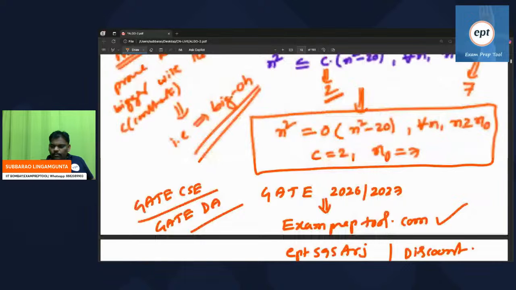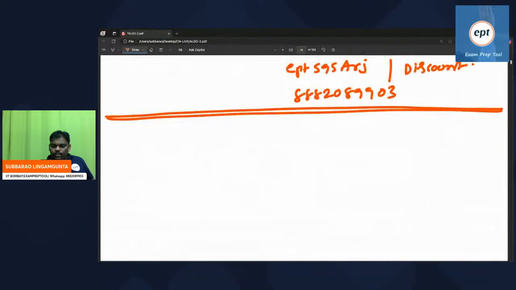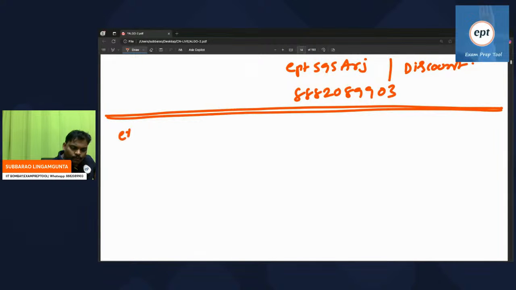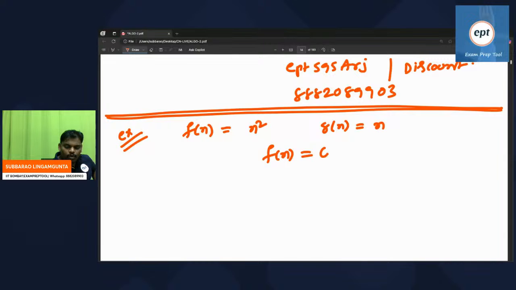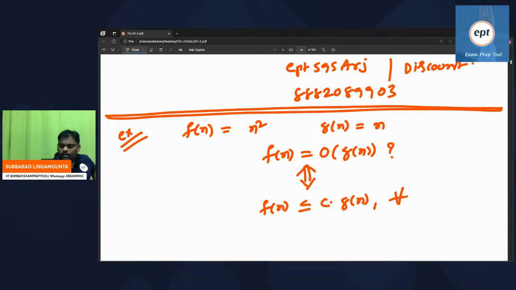Yeah, perfect. Now let's move to the next one. One more problem. F of n is equal to n square, G of n is equal to n. Then I want to prove f of n is big O of G of n. If you want to prove this, this condition should be satisfied: f of n is less than or equal to some C into G of n, for all n where n is greater than or equal to n0.